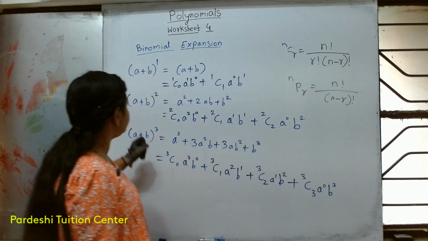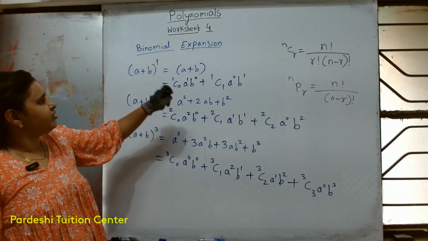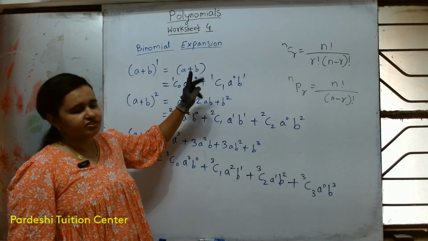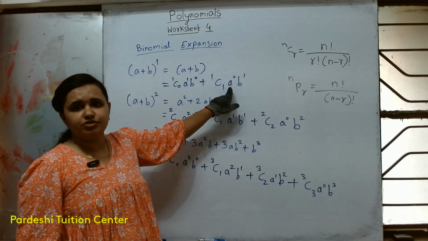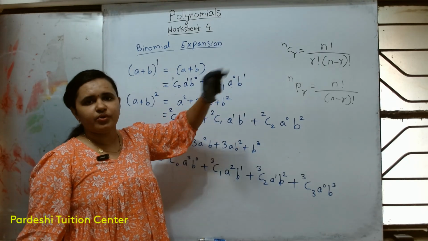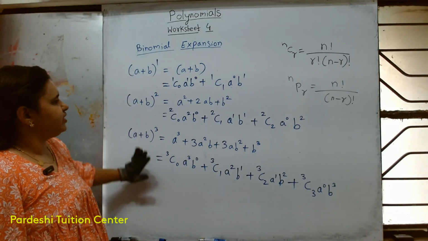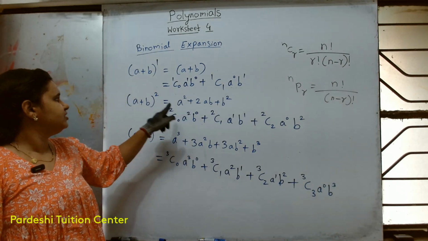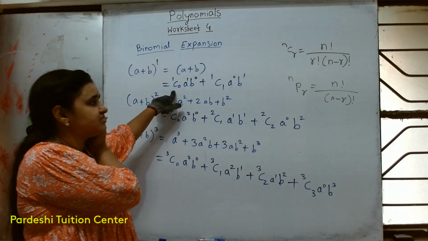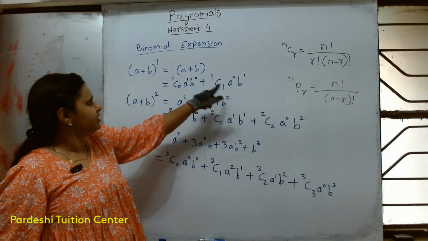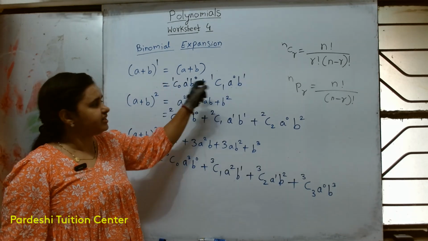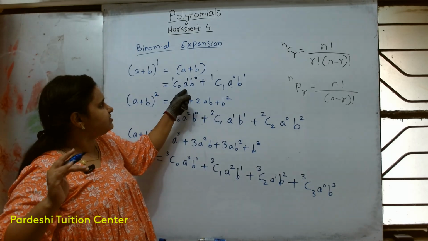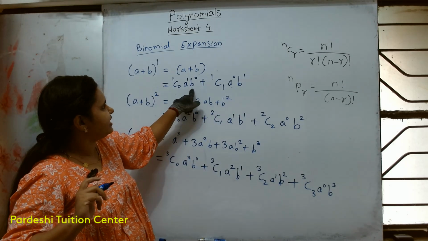So the formula for a plus b to the power 1 is 1C0, a to the power 1, b to the power 0, plus 1C1, a to the power 0, b to the power 1. Okay. In this way we have solved. You can check the combinations. Here it is very easy. It was 1C0, 1C1, and the power of a is decreasing and the power of b is increasing.